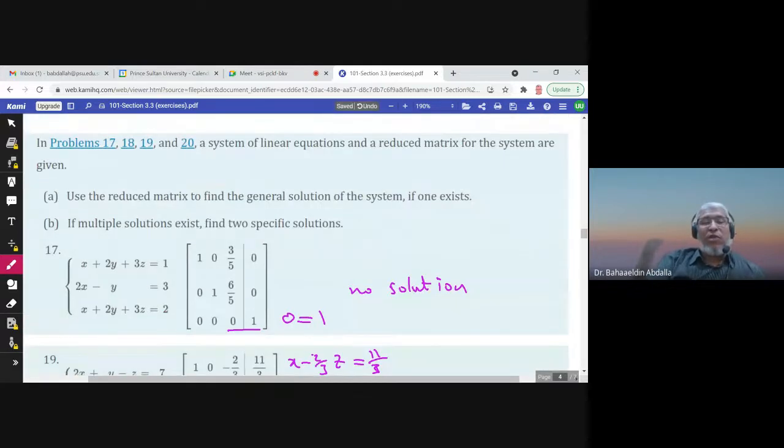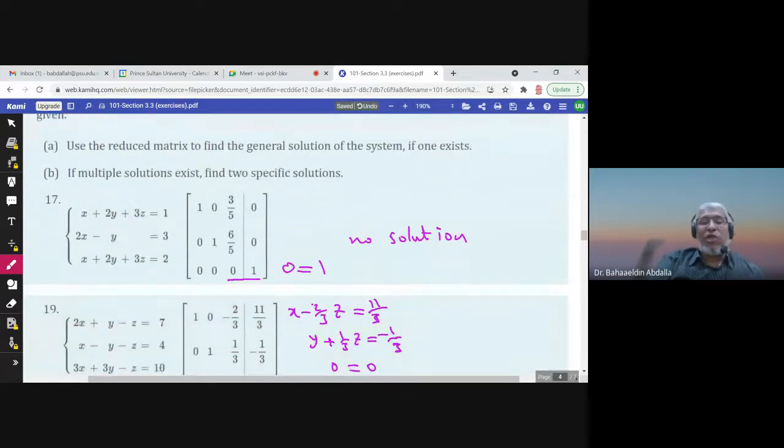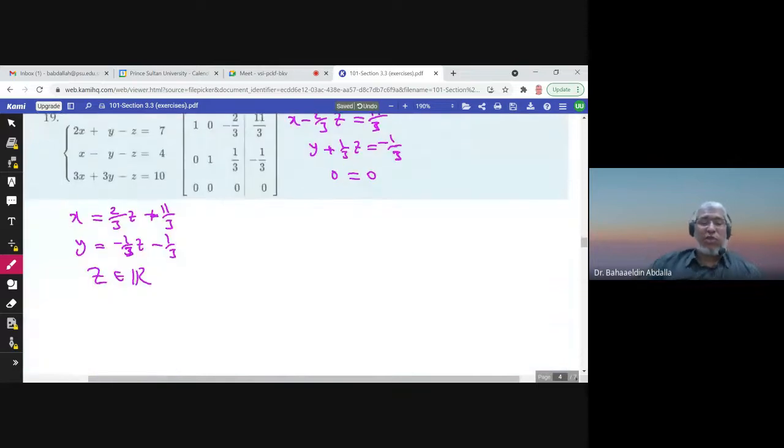He said in part B, if multiple solutions exist, find two specific solutions. So this is part A. Part B, let us find two specific solutions. I'll choose z to be 0. So x would be 11 over 3, and y would be negative 1 over 3. This is one of the solutions.